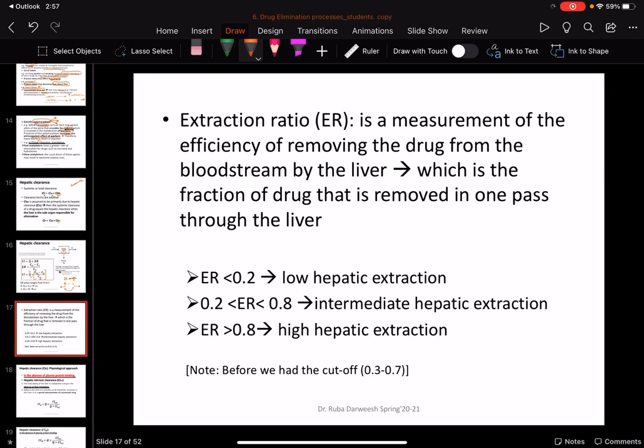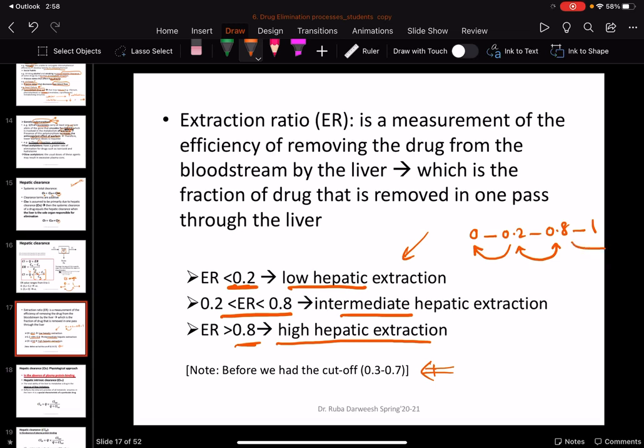For an extraction ratio less than 0.2, when we are talking about hepatic extraction, we call it a low hepatic extraction ratio; in between is intermediate, and higher than 0.8 is a high extraction ratio. Remember that the cutoffs of those ranges depend on the reference you are studying, or to which extent you want to be restricted. In this course, we will consider the ones you have in the slides. So this is low, intermediate, and high.